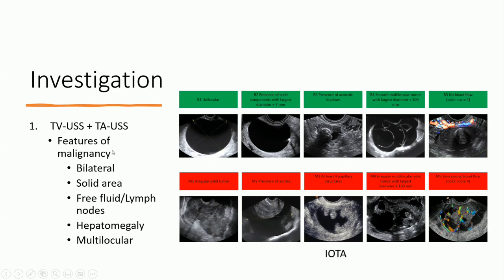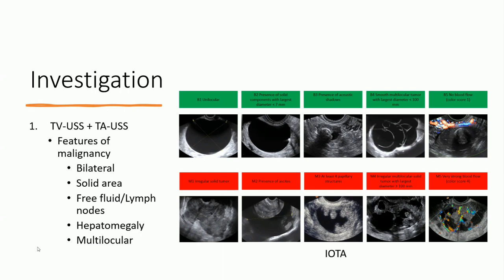Okay. The most important and the first investigation we have to do is transvaginal ultrasound scan with or without transabdominal ultrasound scan. That is a first line investigation we have to do in an ovarian malignancy, as I mentioned above. Whether it's bilateral, whether there is a solid area, free fluid in the abdomen, whether there is hepatomegaly, and whether the ovarian tumor is multilocular. Those are the features suggestive of malignancy.